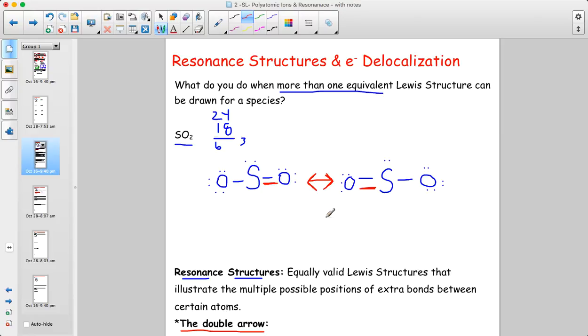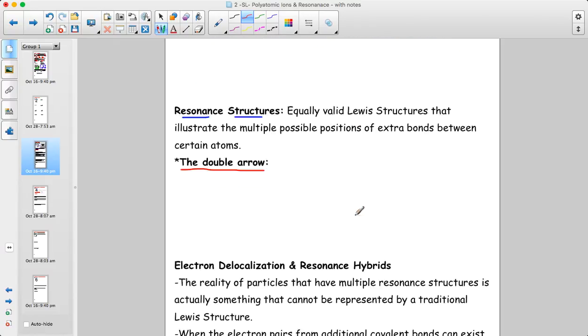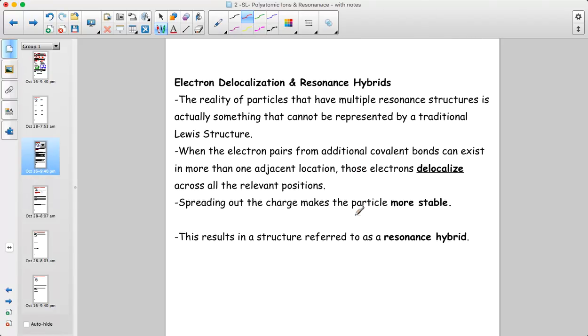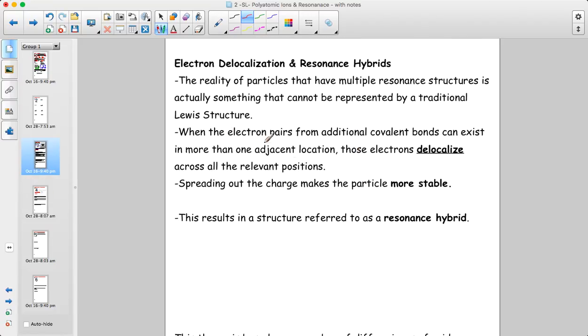What you actually see is that both bonds between the sulfur and both oxygens are equal in length and they are equal in strength. And both lengths and strengths are in between that of a single and a double bond. So it turns out what actually happens is that extra bond, those electron pairs, actually is delocalized across all of those relevant positions that we were talking about. And that spreads out that extra pair of electrons, and it makes everything more stable.